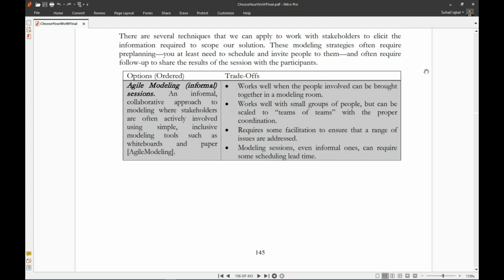Requires some facilitation to ensure that a range of issues are addressed. Modeling sessions, even informal ones, can require some scheduling.